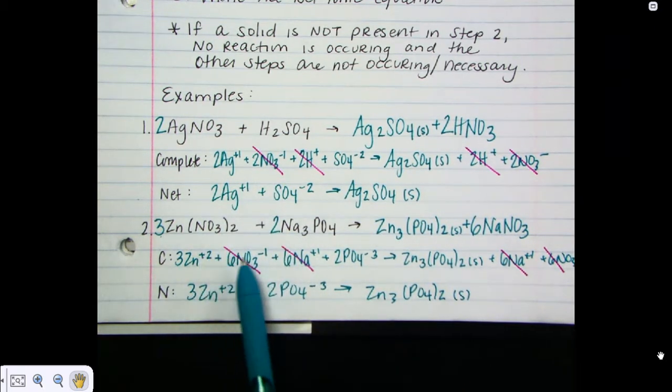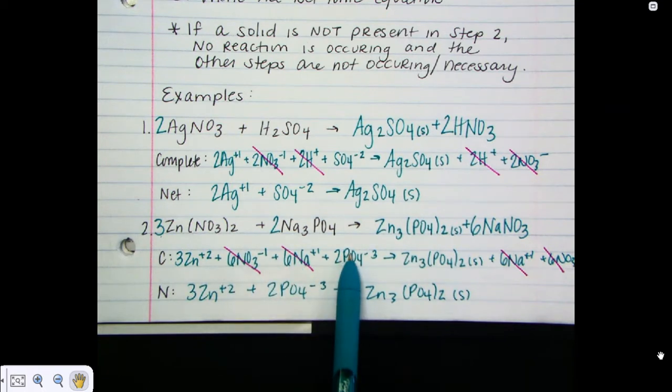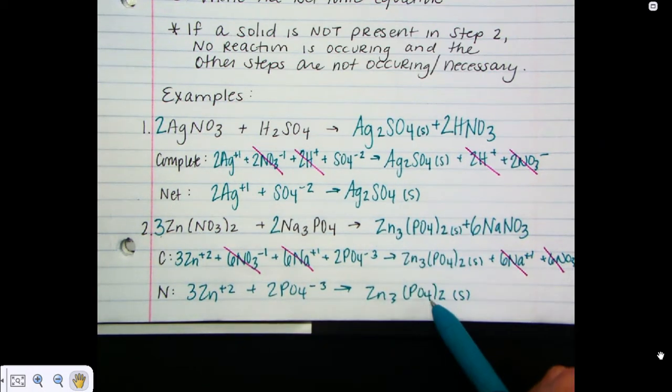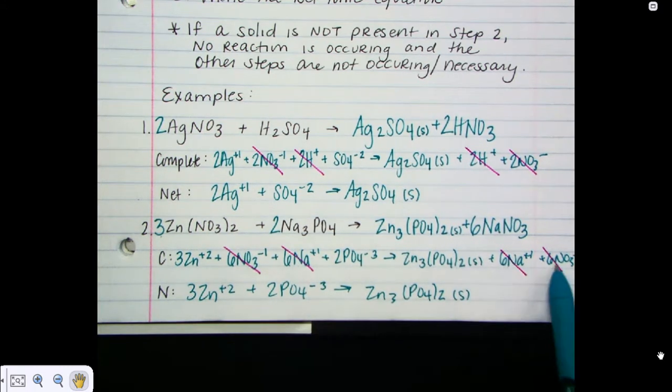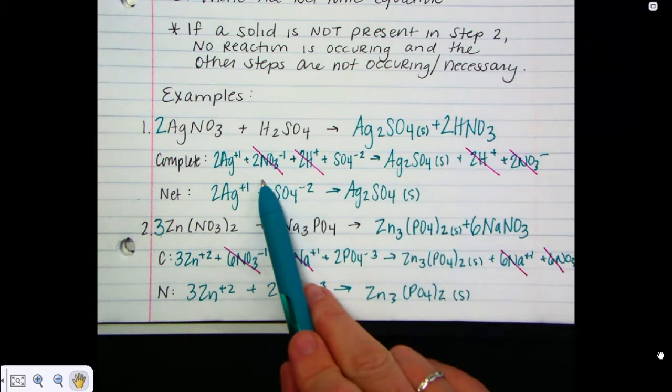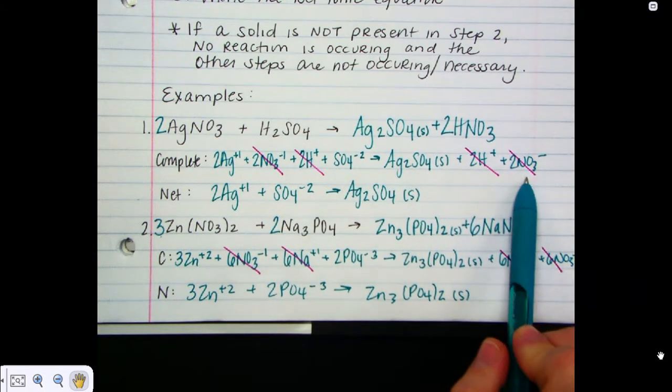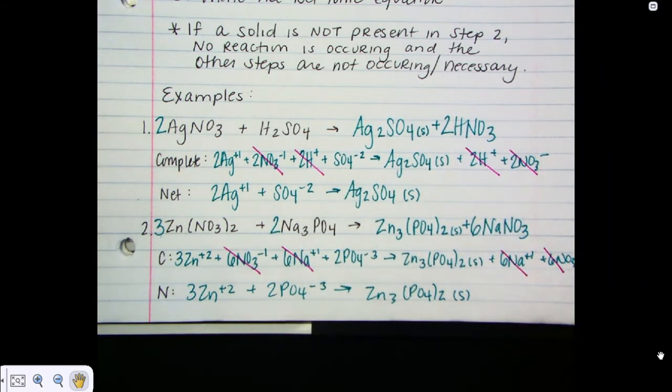If you look at the complete, you've got 4 things all bouncing around together. When you look at the net, I only have 2. What that's telling me is that even though I have 4 things, only these 2 are reacting. These 2 are a part of the reaction to make the solid. What's happening with the other ions? They have not changed in my reaction. They were the same on the reactant side, now they're the same on the product side. They're not doing anything. They're not involved in the reaction. That's why we call them spectator ions, because they're just watching. All right, so we're going to look at 2 more.